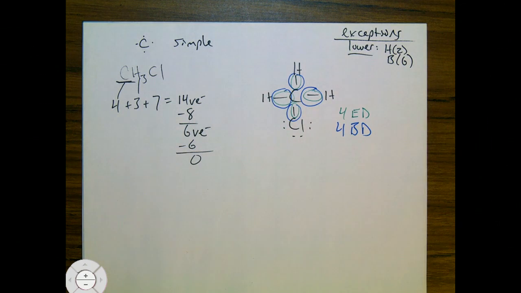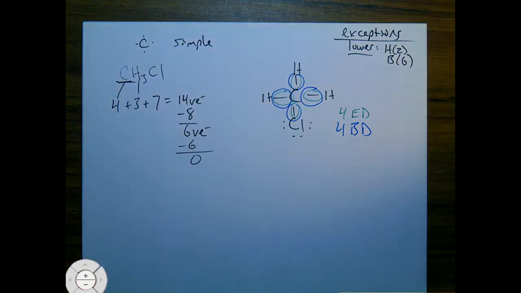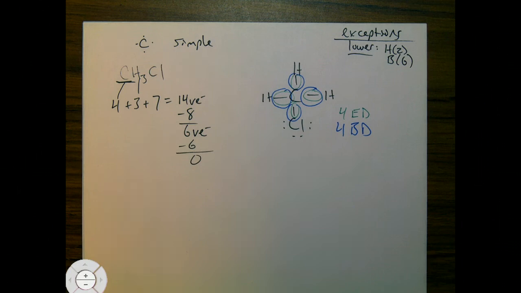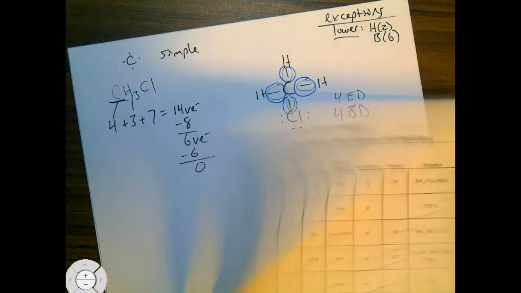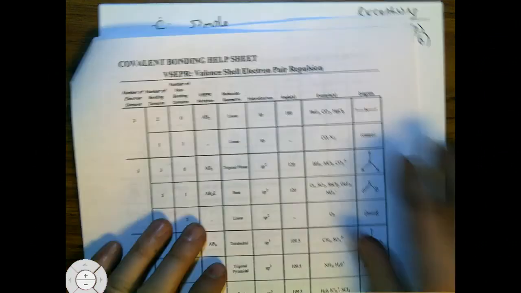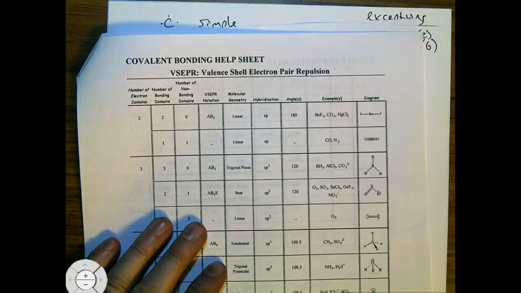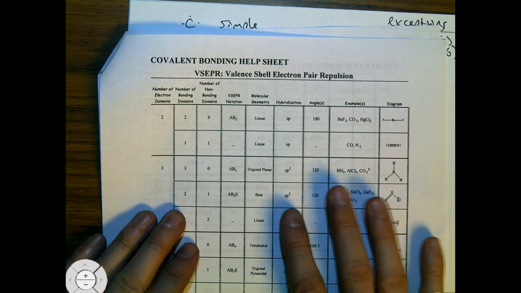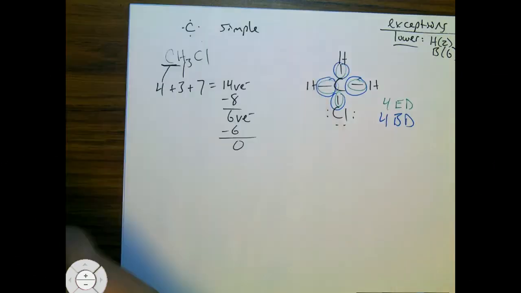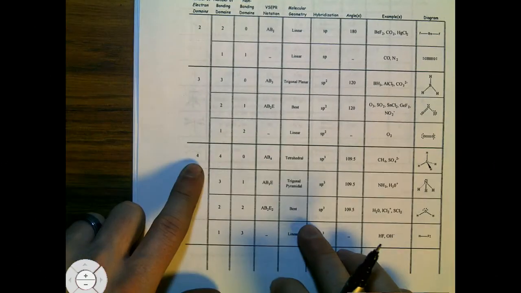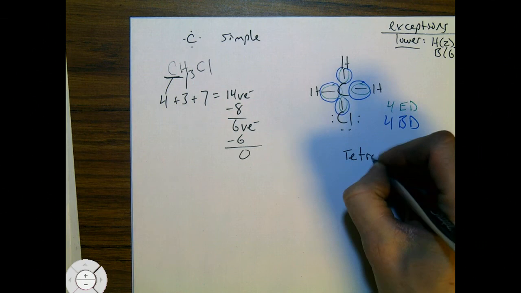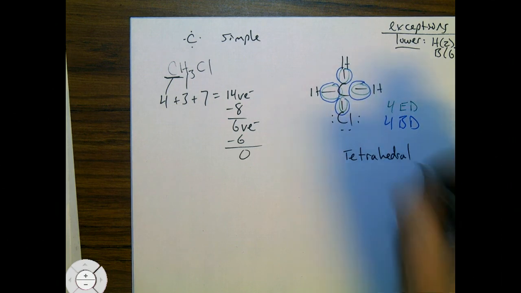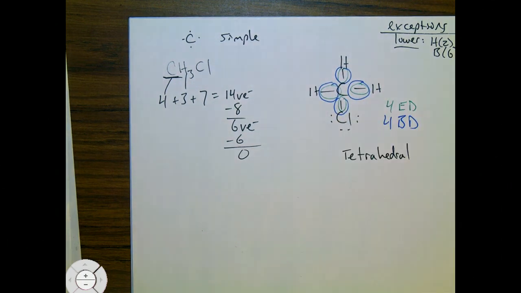Now what I have to do, and I actually have to run over to go get one, is I've got to go get a chart that you should be using, which is on your covalent bonding help sheet. And on the back, this chart, except for the examples, is going to be provided to you on your test for identifying the molecular geometry. So in this one, it has 4 electron domains. It has 4 bonding domains. So the name of the molecule is tetrahedral. So I'm going to write that out. This is a tetrahedral molecule.